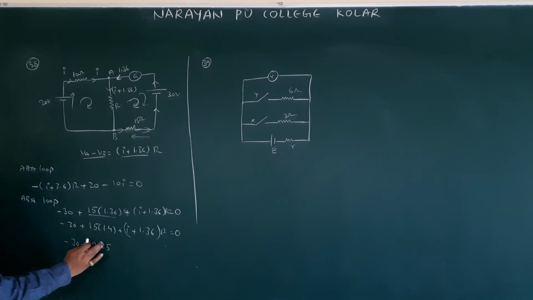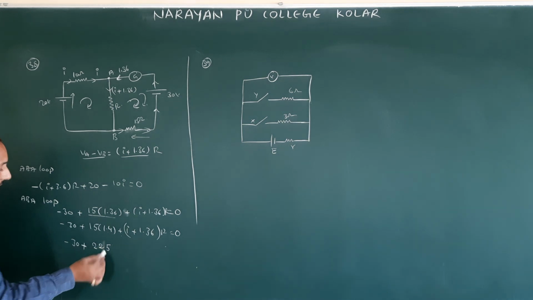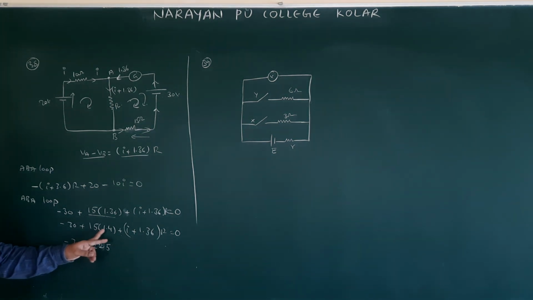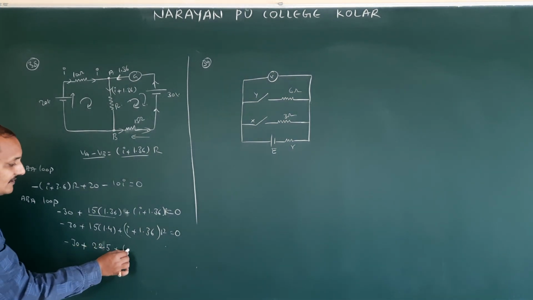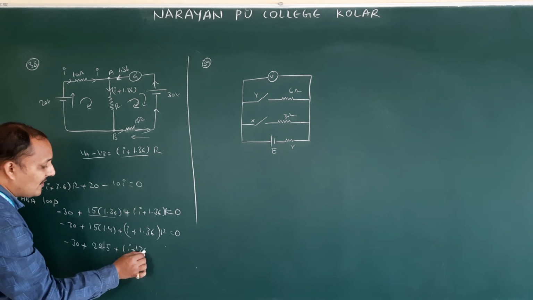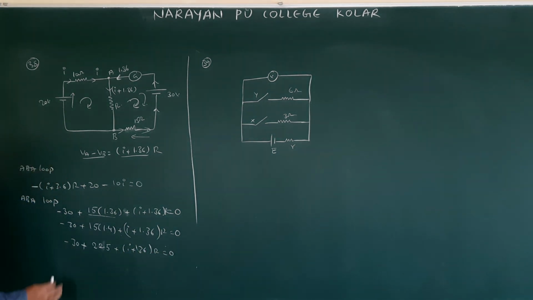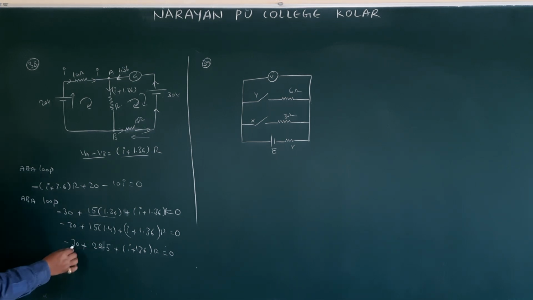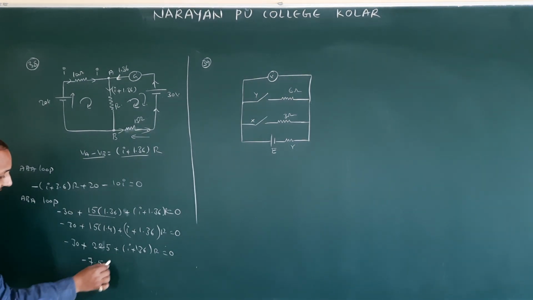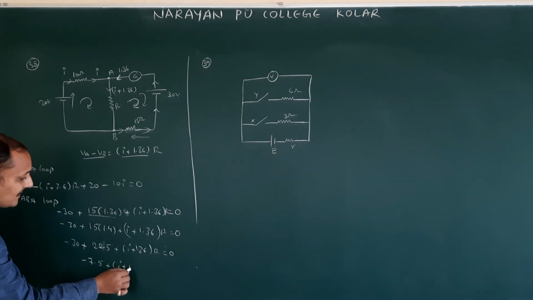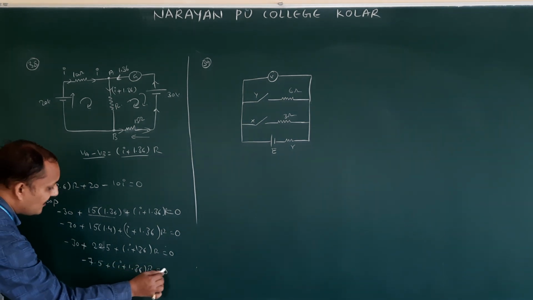15 15s are 220. 22.5. I am taking exactly 15 15, but this is 14. Here you will get a little bit less value. 22.5 I am taking plus I plus 1.36 into R is equal to 0. So this minus this, you will be getting minus. 30 minus 22 is 8, means 7.5. Minus 7.5 plus I plus 1.36 into R equal to 0.